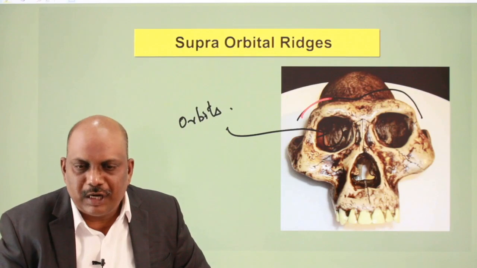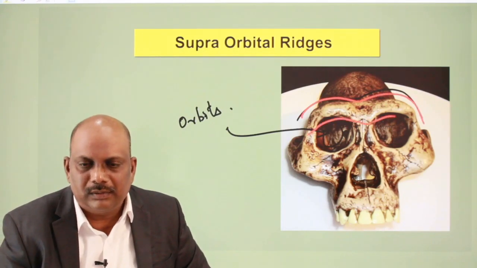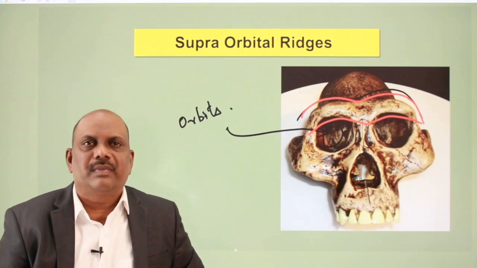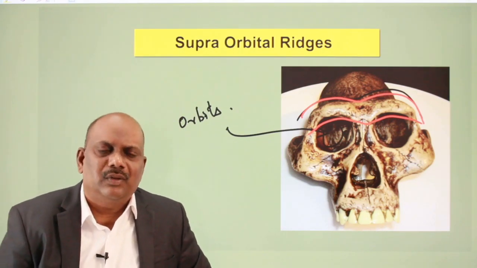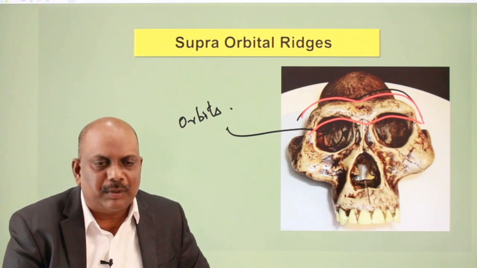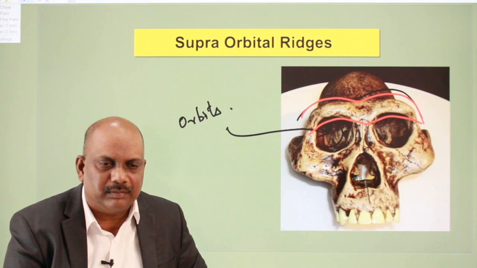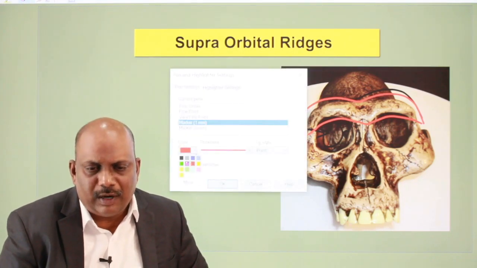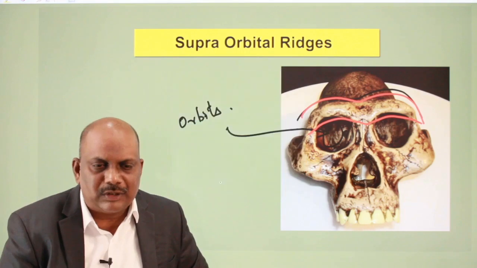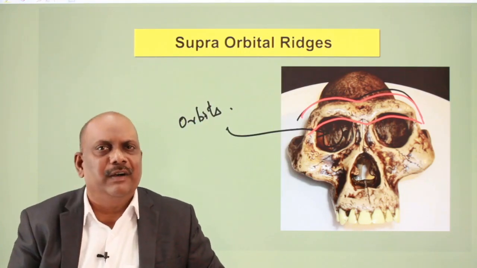This ridge-shaped bone found on the top of the orbits, we call this the supraorbital ridge. So what purpose did this supraorbital ridge serve? See, just now I told you that Australopithecus needed to bite and chew their food very hard.